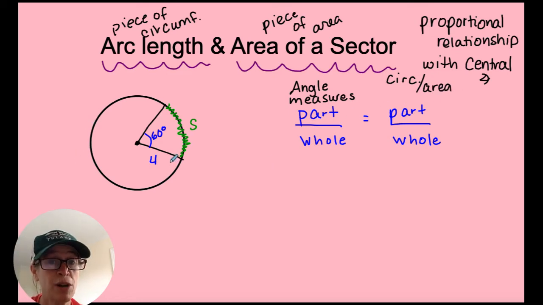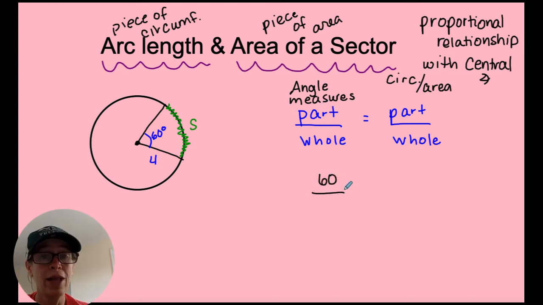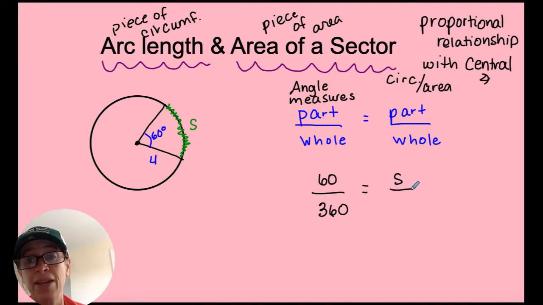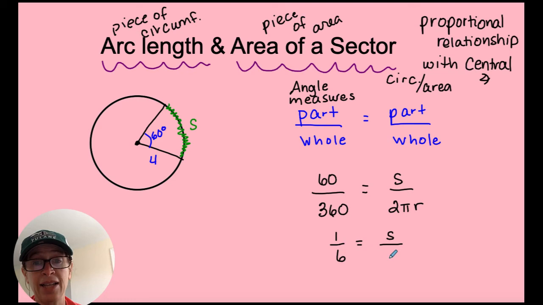All right, so what do I mean by that? Well, let's look at this one. We're trying to find the arc length, which we're going to call S. That's a part of the circumference. So the part of the angle measures would be 60. The whole angle measure of a circle, the whole rotation around a circle, is 360 degrees. The part of the circumference is what I'm looking for, the arc length, and the whole circumference would be 2 pi r. Okay, so I'm actually looking for 1/6 of the circumference, where the radius is 4, so 8 pi.